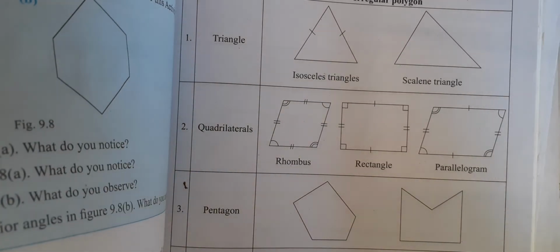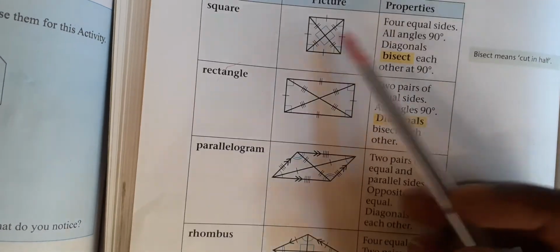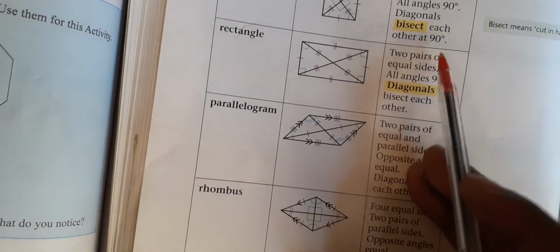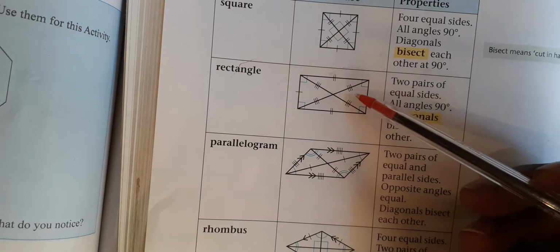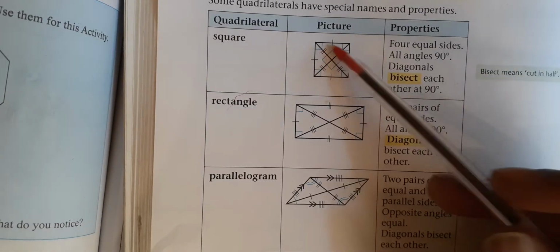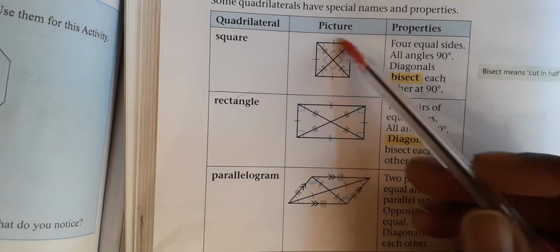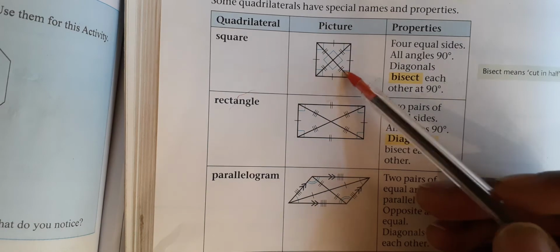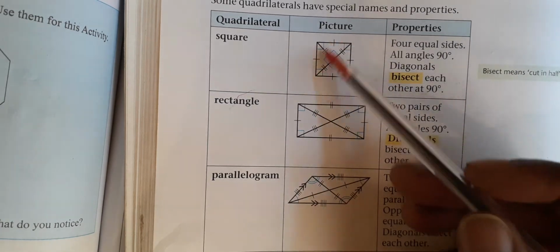If I can take you back to the whole list, here is the list of quadrilaterals. We have a square, a rectangle. These are special quadrilaterals that you are supposed to know. Now, the square is a regular polygon because all the angles are equal. Each one of them is 90, 90, 90. Then also the four sides are equal.